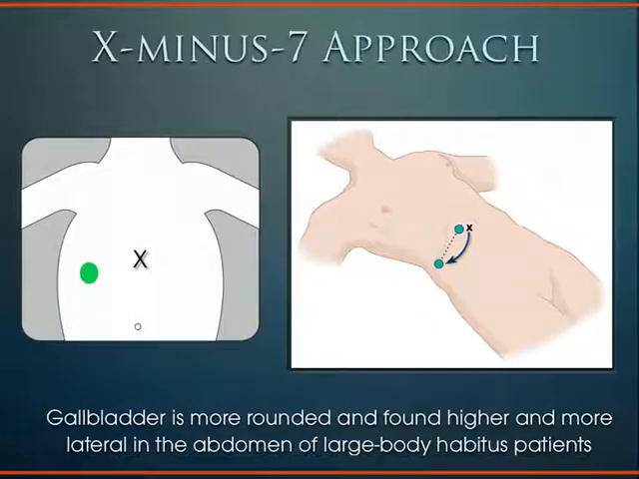This X-7 approach is helpful in the larger patients. Basically, in larger patients, the gallbladder tends to be more rounded, found a little bit higher, and more lateral. So it helps to take the transducer from the X, or xiphoid process, and then slide it to the X-7 location, look between the ribs.